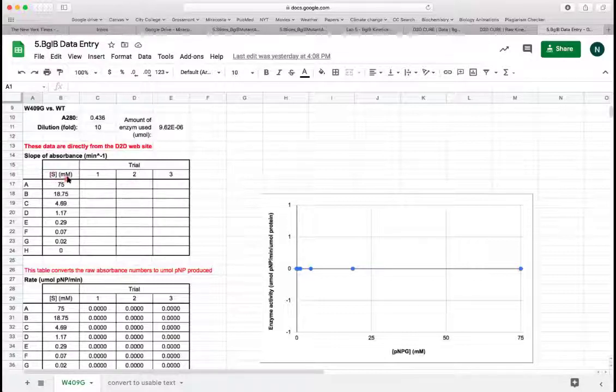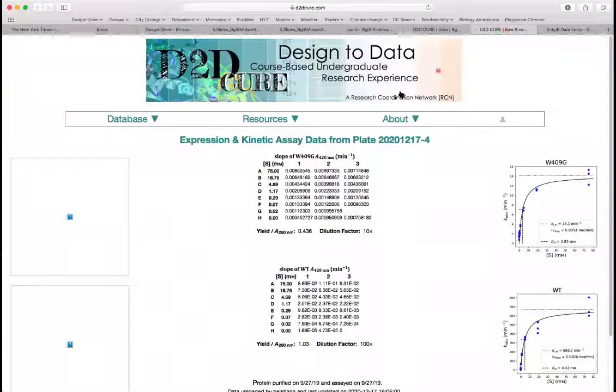But note how I have this table set up. I have the varying substrate concentrations, and then I have a place for the slopes in the 3 different trials. Okay, so this first table, these data are directly from the D2D website. So I'm just going to copy and paste. Except that it's not that easy to copy and paste. There's a little bit of a problem when you copy and paste. So let me just copy all this.